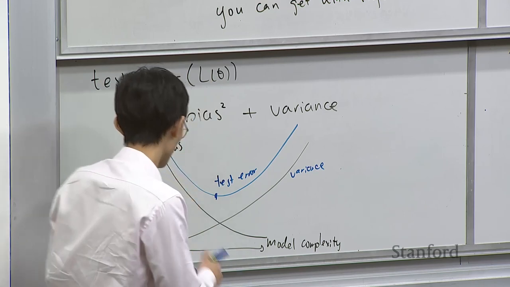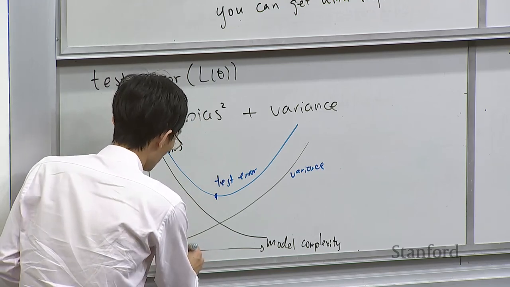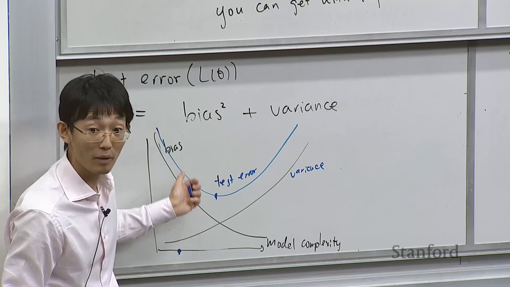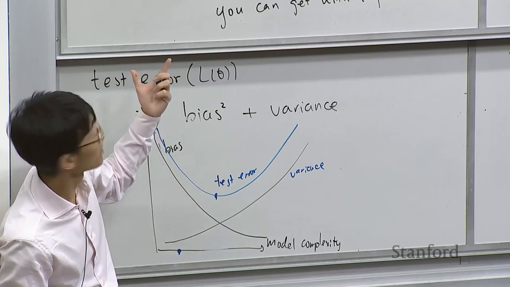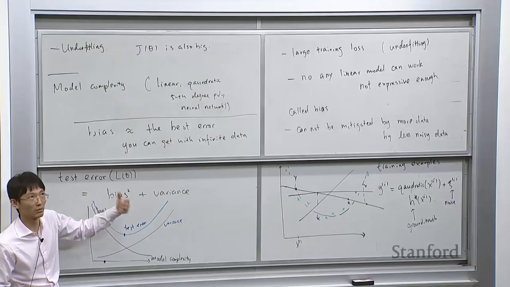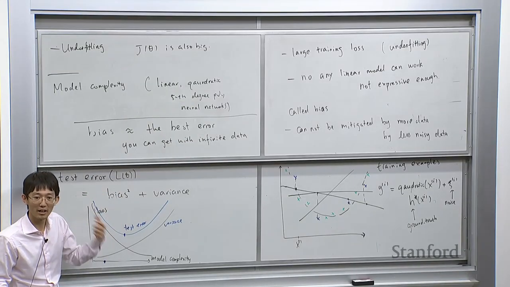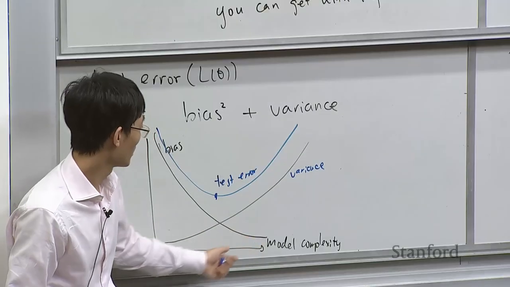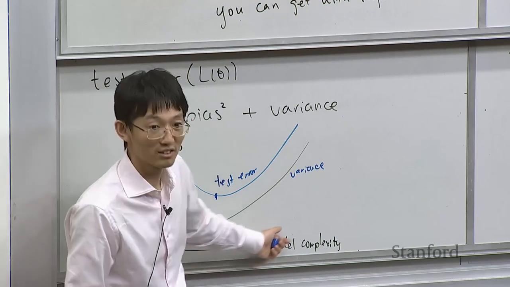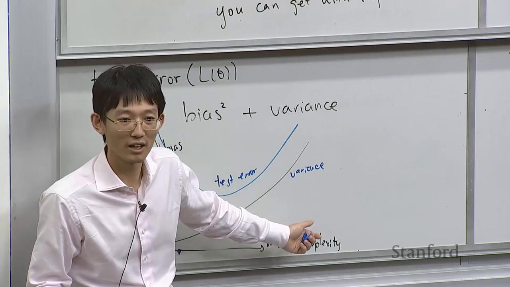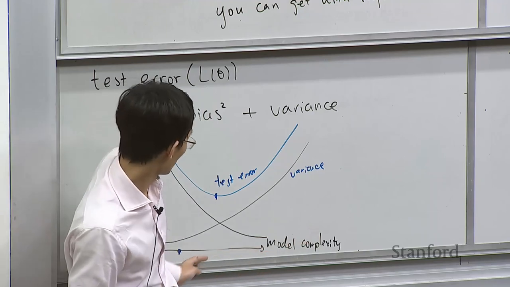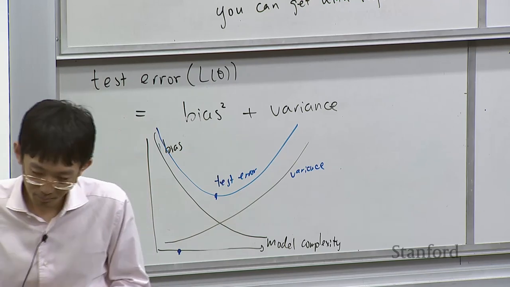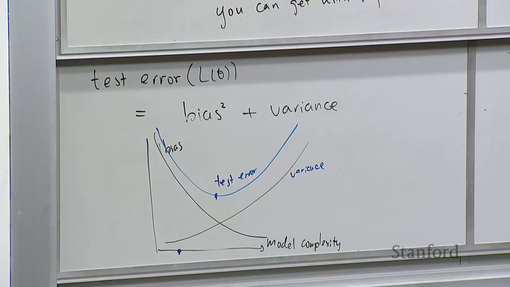Suppose your model complexity is very small. Then the bias is high, which means you are underfitting and your training error is big. So when you see the training error is big, you believe that your bias is too high. That's why you should increase the model complexity, and at some point you find that you are in the other regime where the variance is too high, and then you should stop. So you increase the model complexity until your bias and variance have the right trade-off.